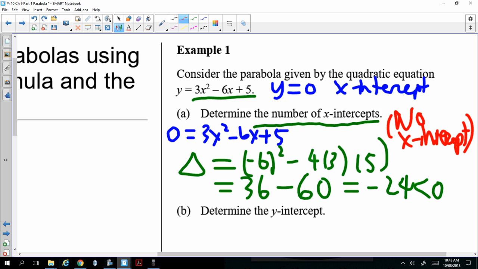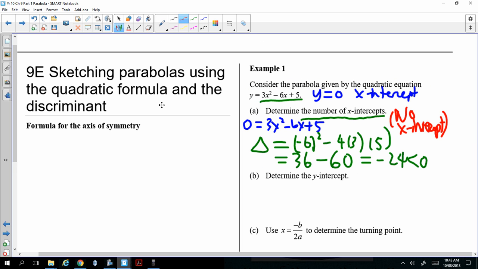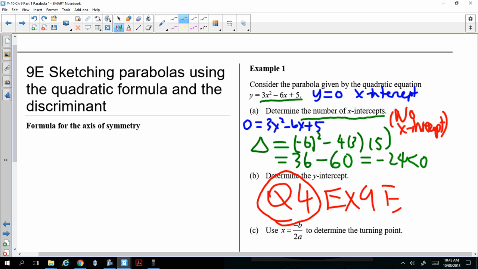Alright, so we'll leave that for next lesson. So you can just do question 4 from the textbook, exercise 9E, question 4 only. Do all of it, okay? And then once you finish, you can catch up or pack up if you have finished everything. All right, thank you.